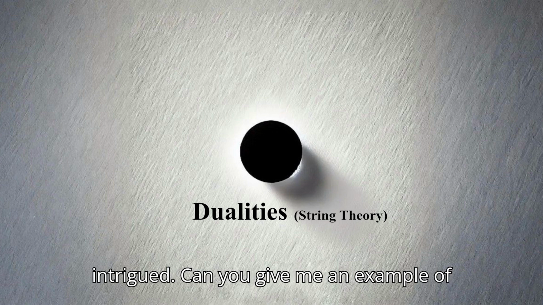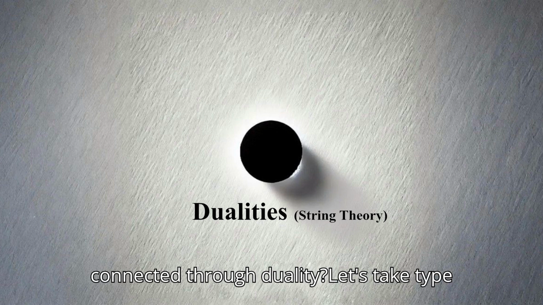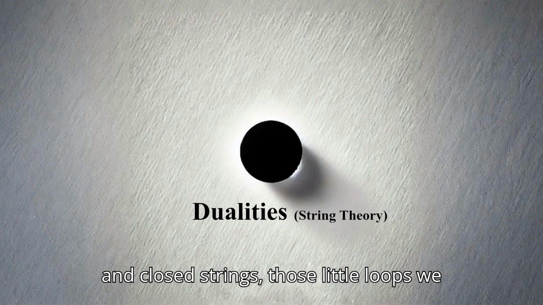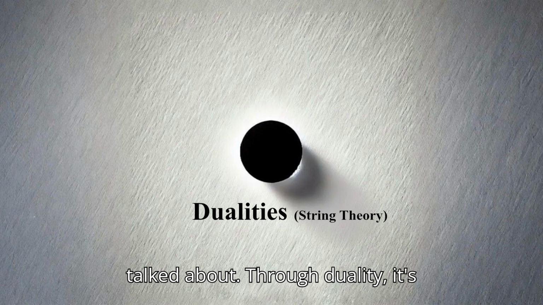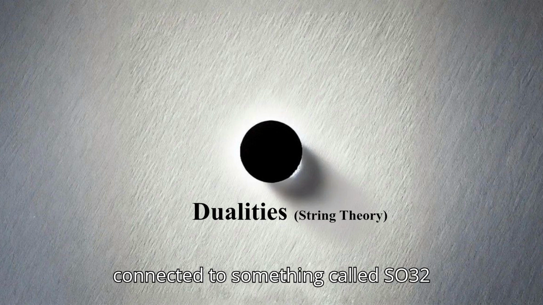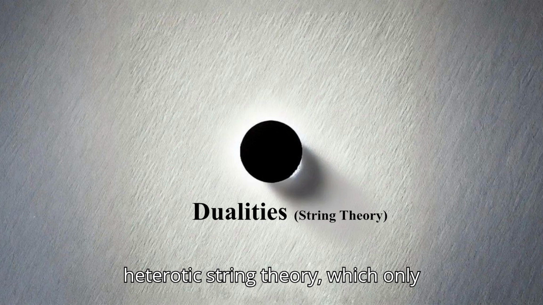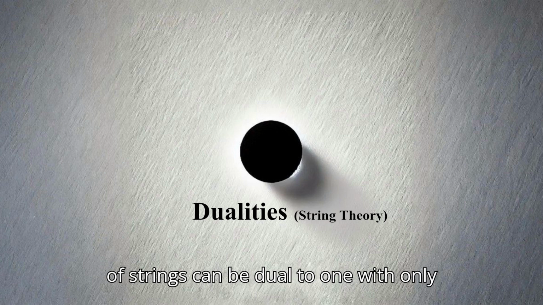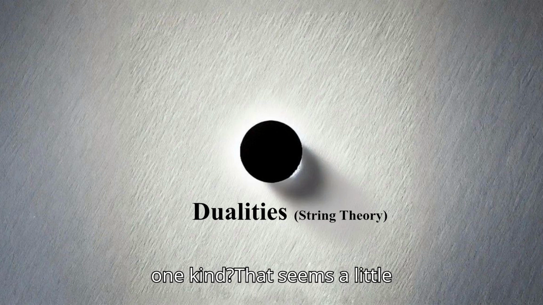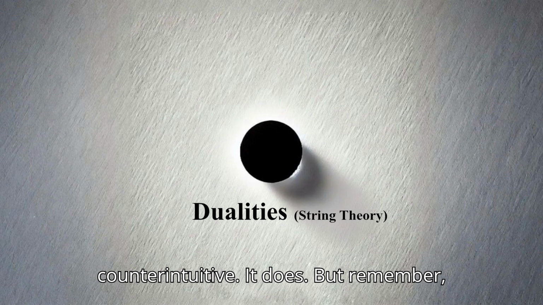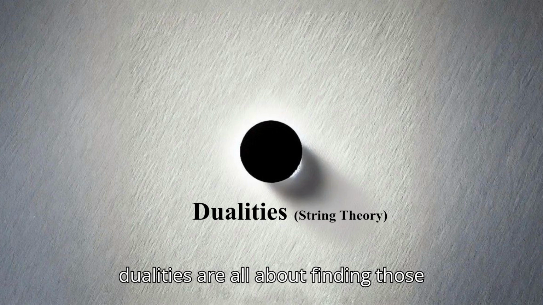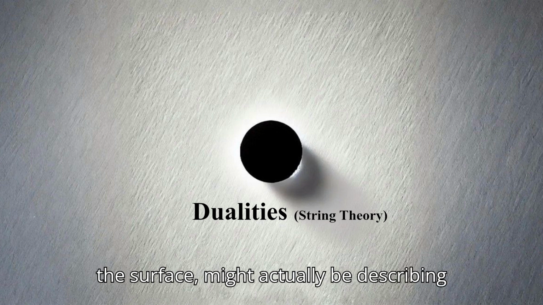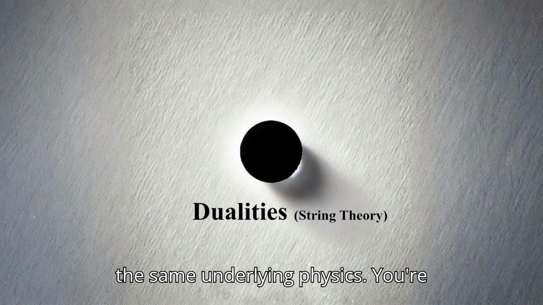Can you give me an example of how two string theories could be connected through duality? Let's take type I string theory, which includes both open and closed strings, those little loops we talked about. Through duality, it's connected to something called SO(32) heterotic string theory, which only involves closed strings. Hold on. You're telling me that a theory with two kinds of strings can be dual to one with only one kind. That seems a little counterintuitive. It does. But remember, dualities are all about finding those hidden connections. These two string theories, while they look different on the surface, might actually be describing the same underlying physics. You're blowing my mind here.